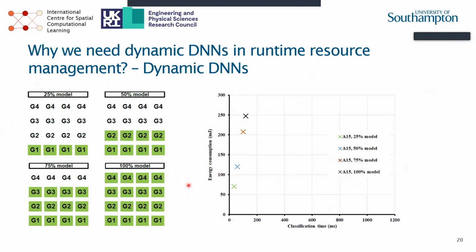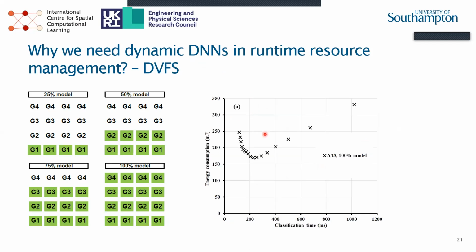So here we draw the energy and classification time trade-off on this figure. If we are a pure algorithm person, a pure software person, what we see is 4 trade-off points. Obviously, these 4 points have 4 different accuracies, but they also have 4 different energy and execution time trade-offs.